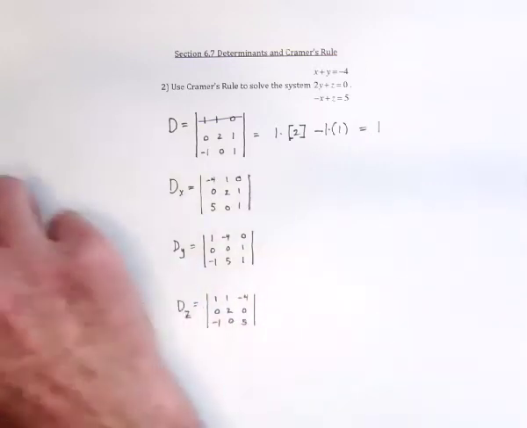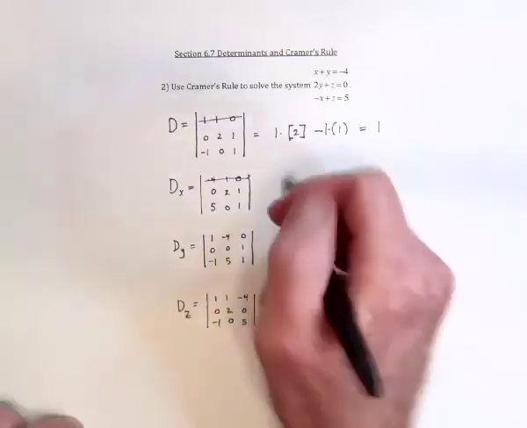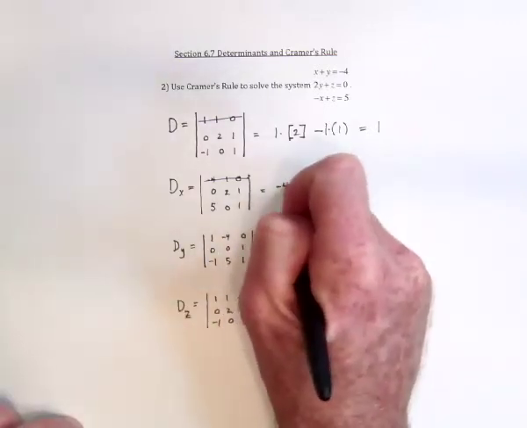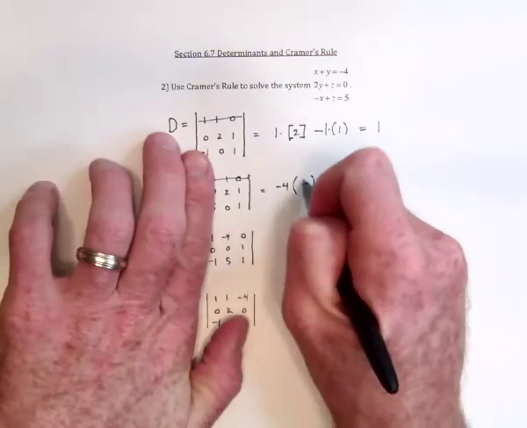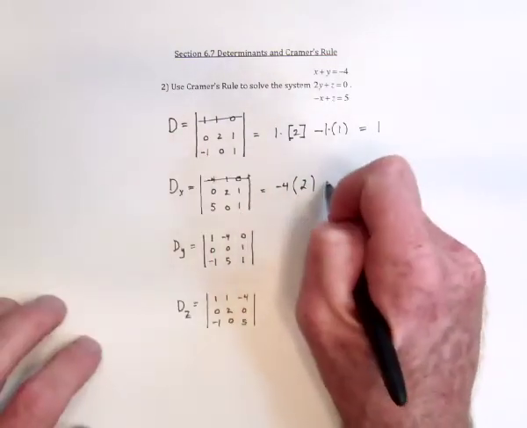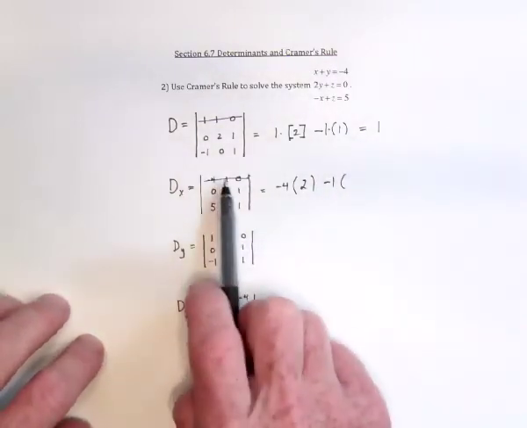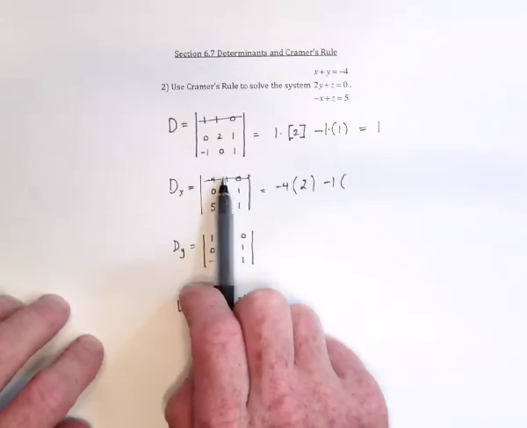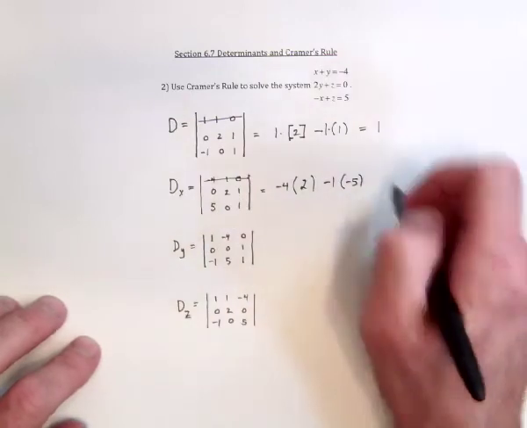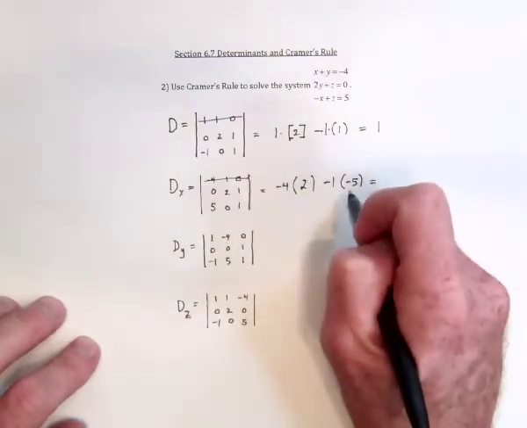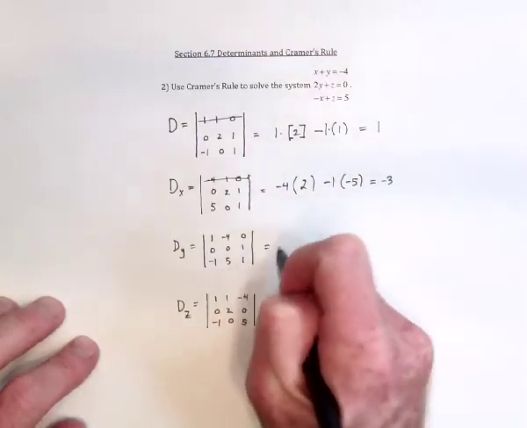So I could use this row for Dx, and it's going to be -4 gets multiplied with 2. And then -1 gets multiplied with, so if this middle column is gone, it's going to be a 0 minus 5. And again, the last one is 0, so we're done. So this is going to be a +5, and -8 is a -3.